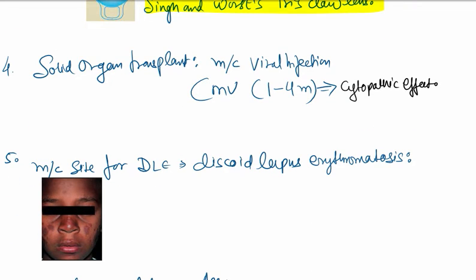Next, solid organ transplant, and the most common viral infection within 1 to 4 months is CMV. This causes cytopathic effect.